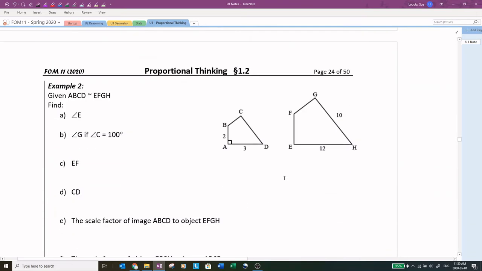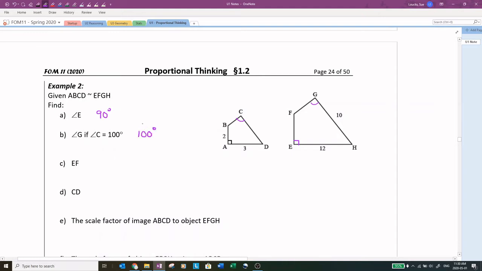Example 2. This has just got some questions for you to answer. Given that ABCD is similar to EFGH, how big is angle E? Well, looking at my diagram, I can see that angle E corresponds to angle A. That makes it 90 degrees. How big is angle G if angle C is 100 degrees? Well, those are corresponding as well, so G has to be 100 degrees.